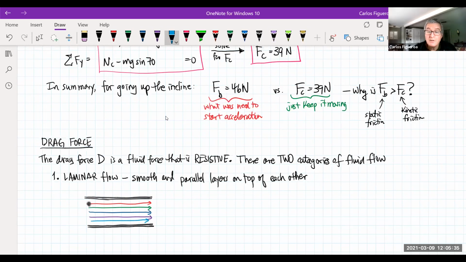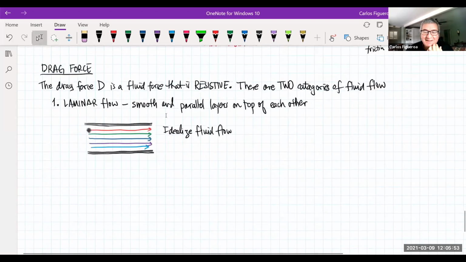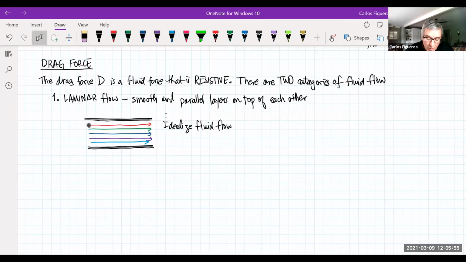It's non-turbulent flow. This is called idealized fluid flow. That stuff just doesn't exist, right? That's an idealization. What you typically find is that in any flow, you also get turbulent flow.